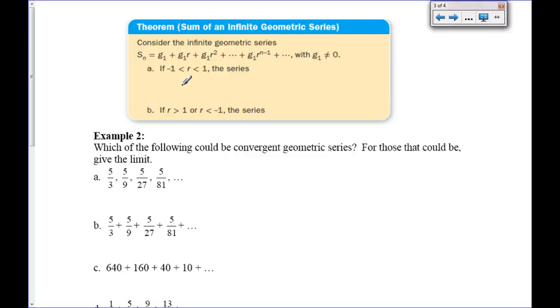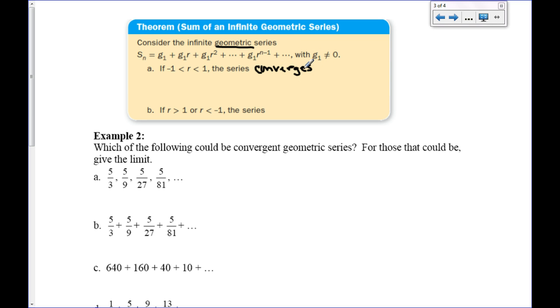We are looking at a theorem, and this tells us exactly what Juliana was telling us just a minute ago. Consider the infinite geometric series. That's important. Geometric series. S sub n equals g sub 1 plus g sub 1 times r plus g sub 1 times r to the second, and so on. If r is in between -1 and 1, the series converges. So if you're multiplying by something smaller than 1, it converges.